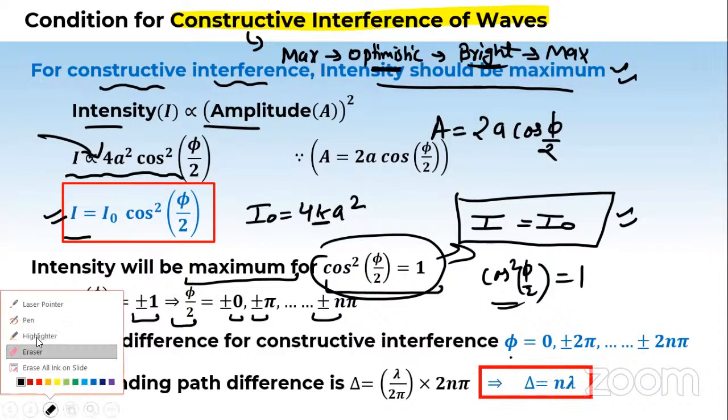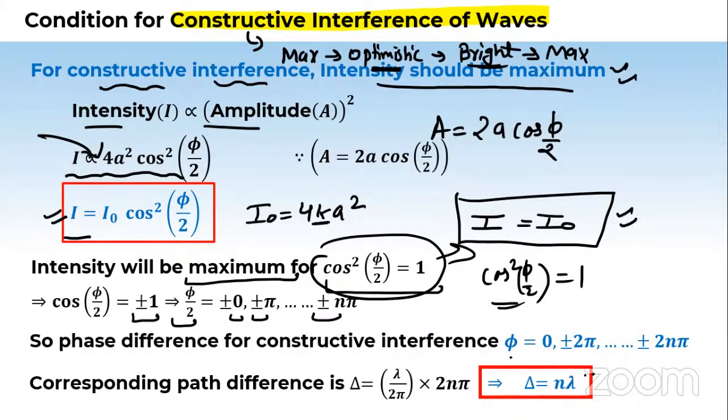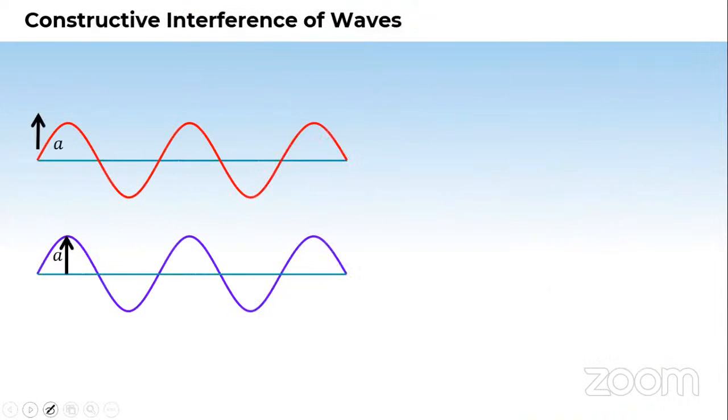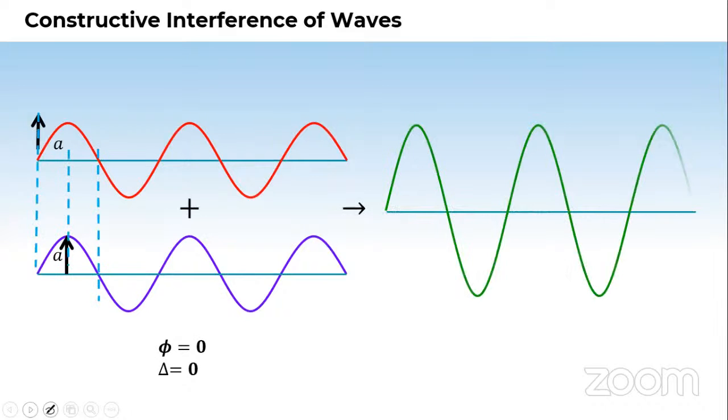So the path difference becomes nλ, because we know kΔx equals φ. If φ is 2nπ for the maximum condition, the constructive interference, with k equal to 2π/λ, Δx comes out to be nλ. Remember this: for constructive interference, the phase difference is 0 between the two waves, and the path difference is an integral multiple of the wavelength.